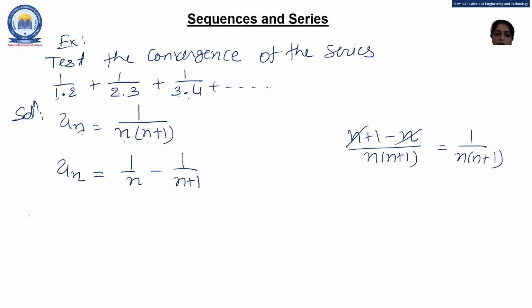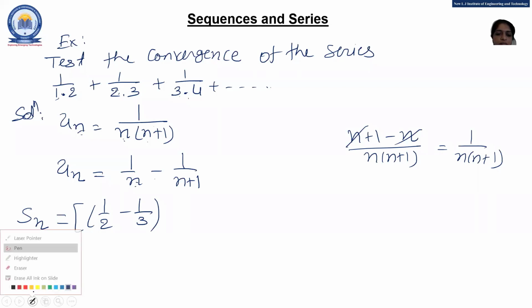Okay, now I am going to write down Sn. What is Sn? Sn is the sum of the first n terms. So if I put n equal to 1, what is my first term? My first term is what? That is 1 minus 1 half. If I put here n equal to 1, then what is my first term?